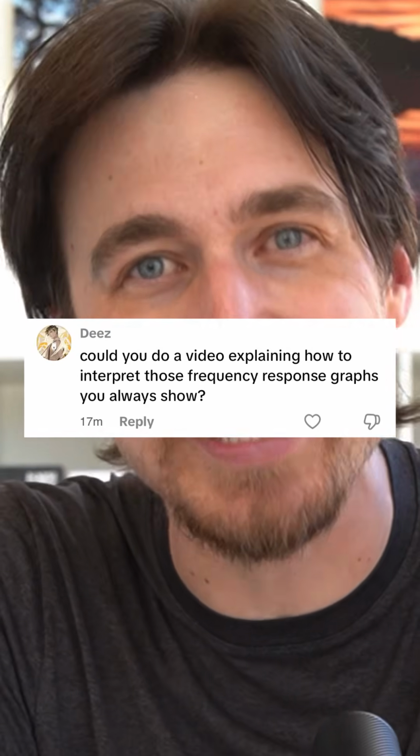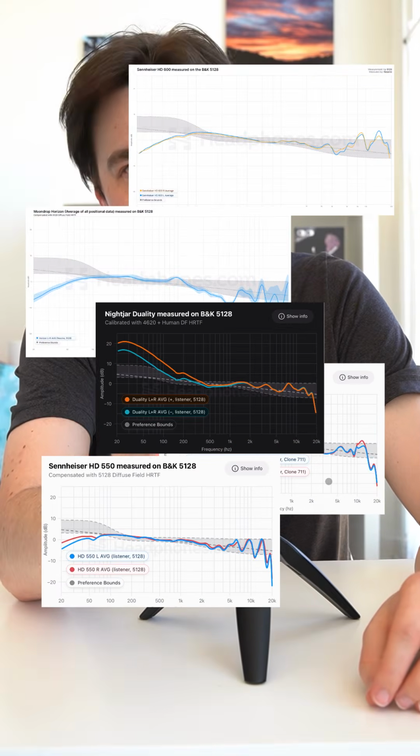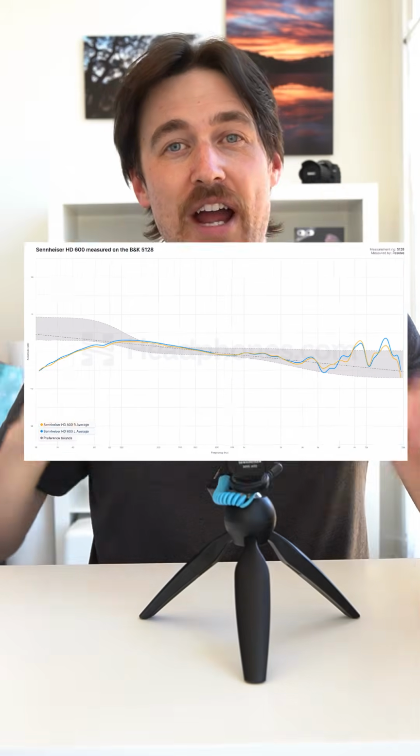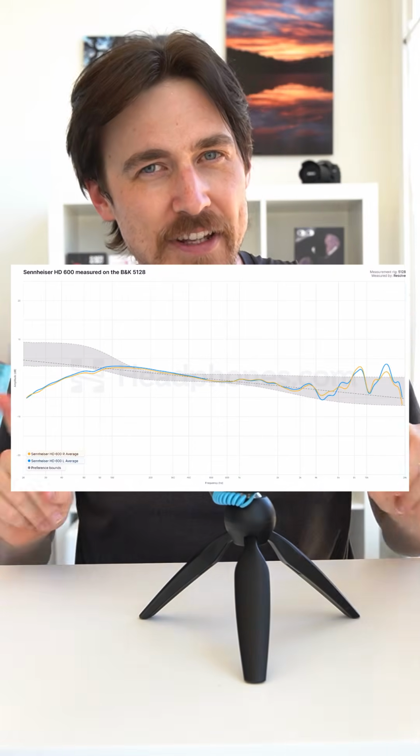Oh, we are getting nerdy in this one. What is the deal with these graphs? It is a frequency response graph for headphones and IEMs, and for the sake of consistency, I pulled all of these graphs from headphones.com. Now, graphs do not tell us the whole story, but they do give us a good idea as to what sort of sound profile a device might have.